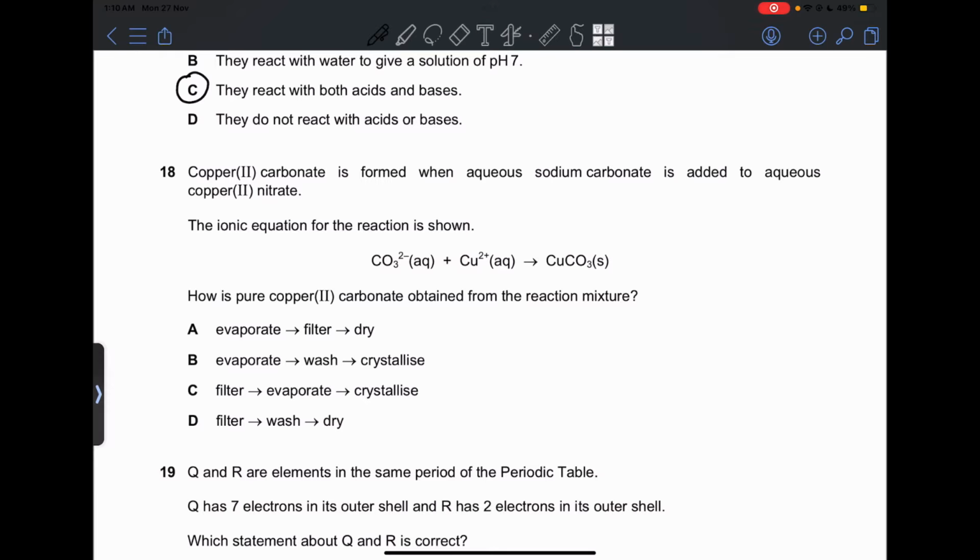18. Copper 2 carbonate is formed when aqueous sodium carbonate is added to aqueous copper 2 nitrate. The ionic equation for the reaction is shown. How is pure copper 2 carbonate obtained from the reaction mixture? So over here, we know that first of all we will filter the solution. So A and B are incorrect. And next, after you filter it out, there is going to be washing so that you remove any impurities, and then you're going to dry it. So our answer is going to be D.